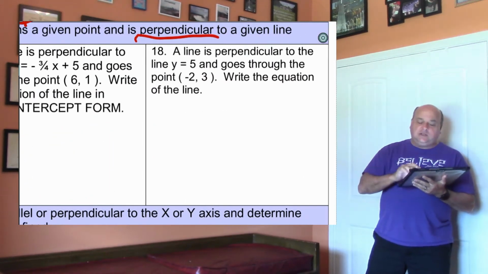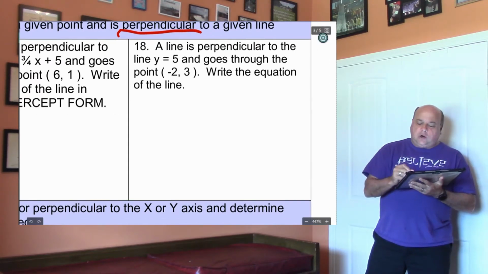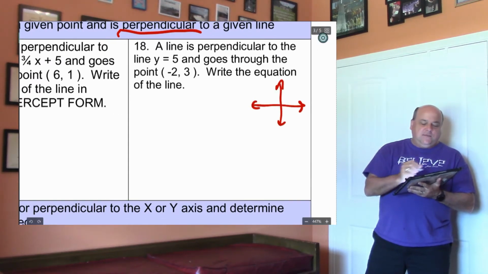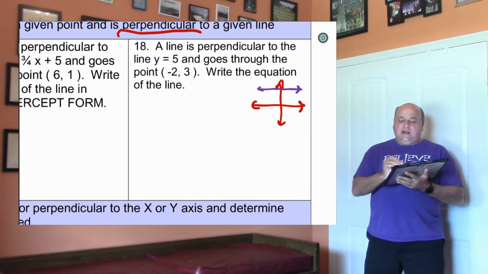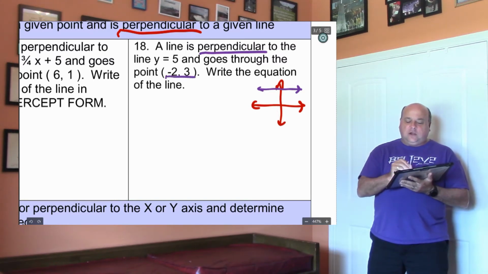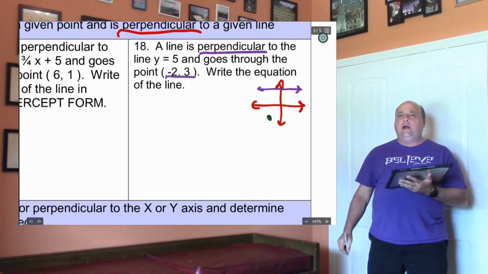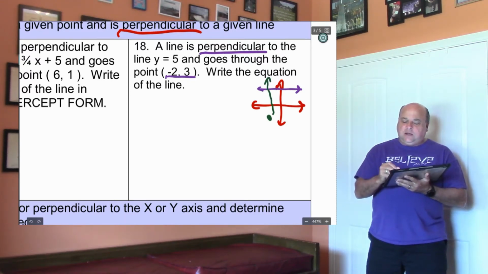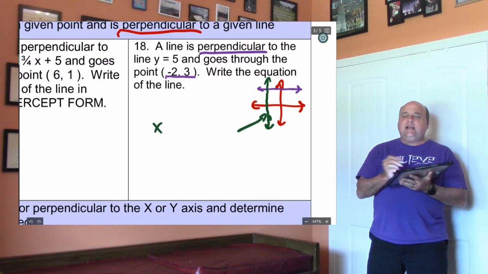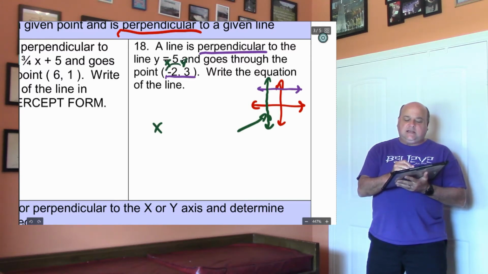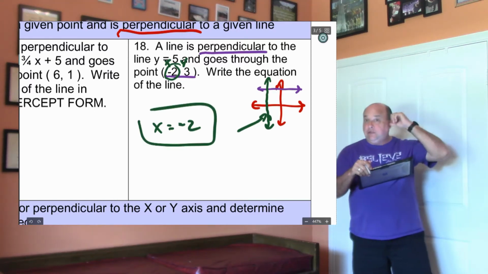Number 18, please don't miss this. It's not hard. Draw an xy axis, and then a line that's y equals 5 is going to look like this. And then I want a line that's perpendicular to it that goes through this point. So negative 2 comma 3 would be down here somewhere, right? If I draw a line that's perpendicular to that, it's going to do this. So this line crosses the x-axis at negative 2. That's how you would write that equation, okay?